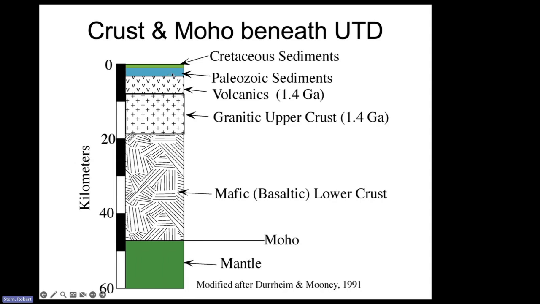And below that, we get into the true continental crust with 1.4 billion year old volcanic rocks, probably underlain by some granite of the same age, and then a mafic lower crust. And then about 45 or so kilometers down, we hit the Moho, and then we're in the upper mantle.